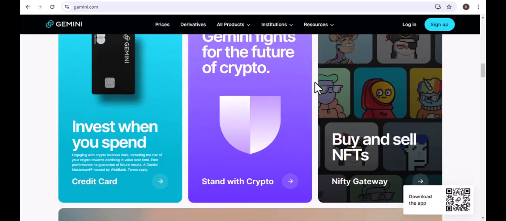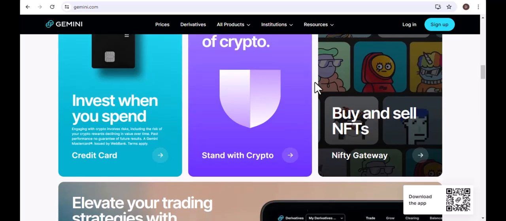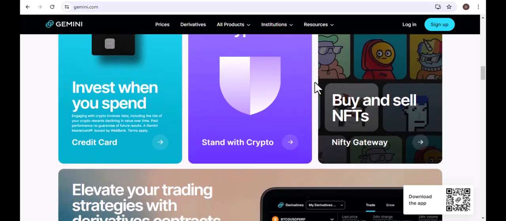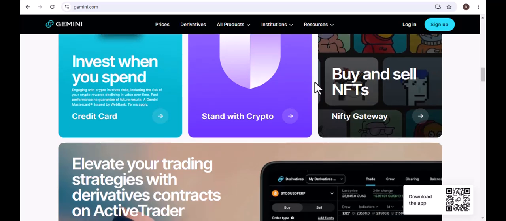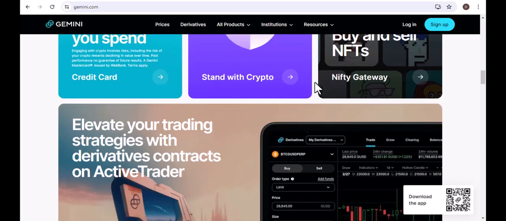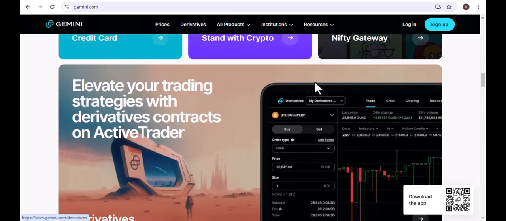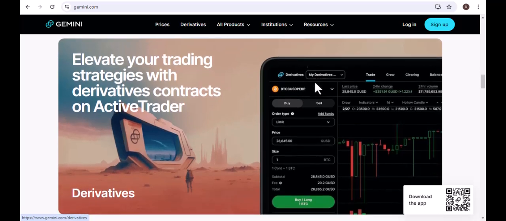Gemini ActiveTrader is Gemini's professional-grade trading platform, engineered for users who demand more granular control, deeper market insights, and a wider array of trading tools. Think of it as upgrading from a compact car to a high-performance sports car. Both get you to your destination, but one offers a significantly more refined and powerful experience.